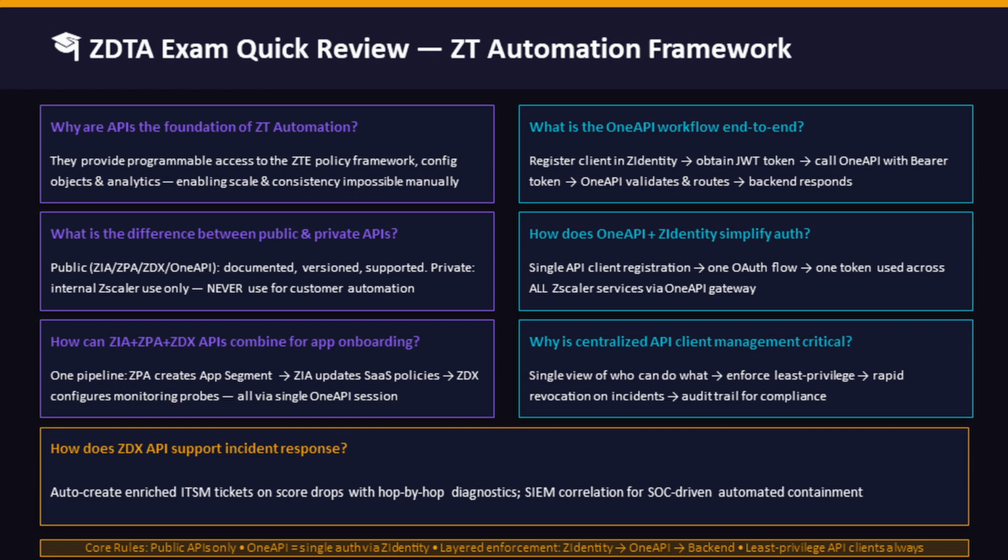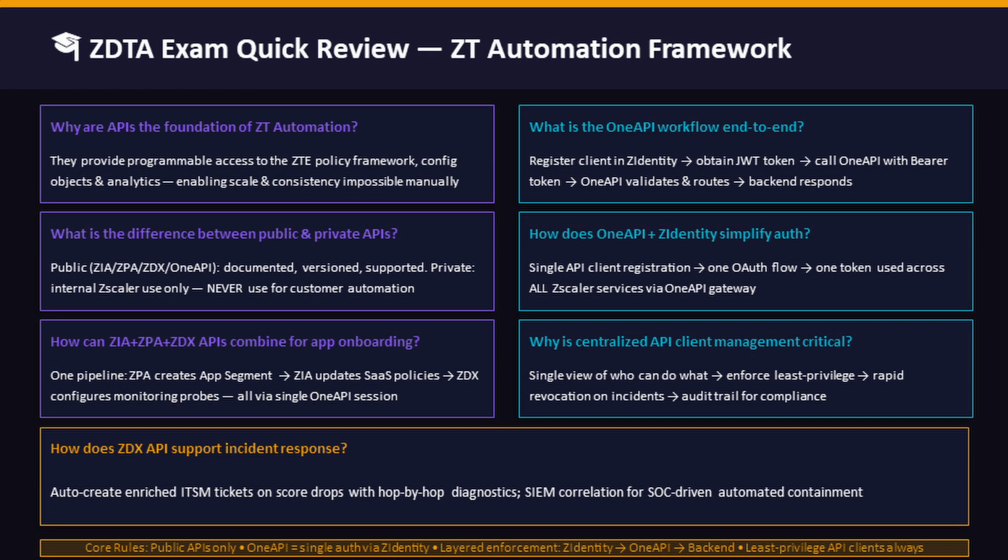1. Why are APIs the foundation of Zero Trust automation? Because they provide programmable access to the Zero Trust Exchange's policy framework, configuration objects, and analytics, enabling scale and consistency that is impossible to achieve through manual portal operations.